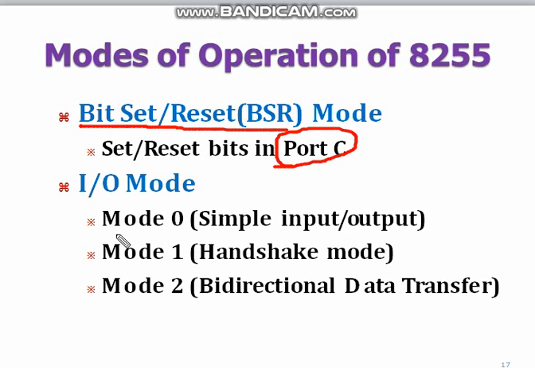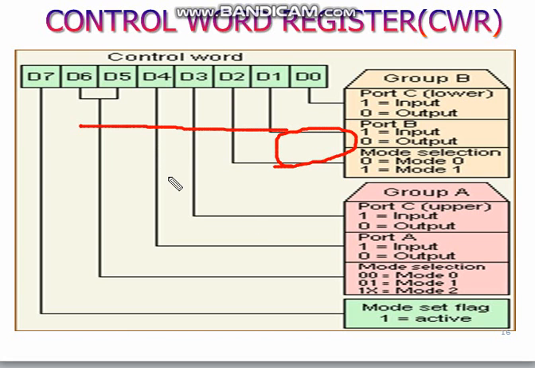Here you will have three modes available: mode 0, mode 1 and mode 2. Mode 0 means simple input output. Mode 1 is handshaking mode. Mode 2 is bidirectional data transfer. So we have learnt about the control word register already.